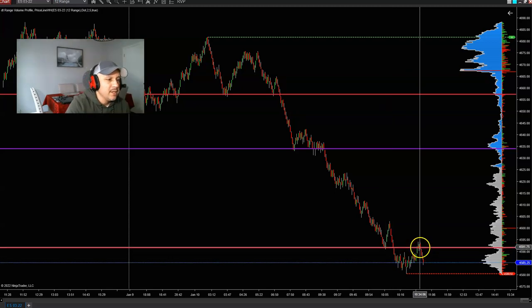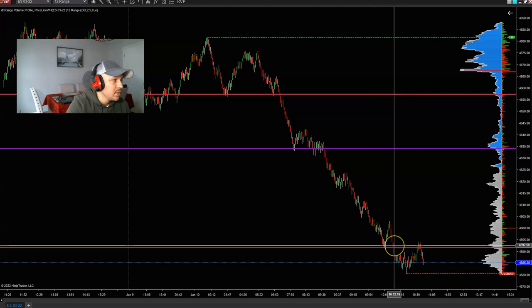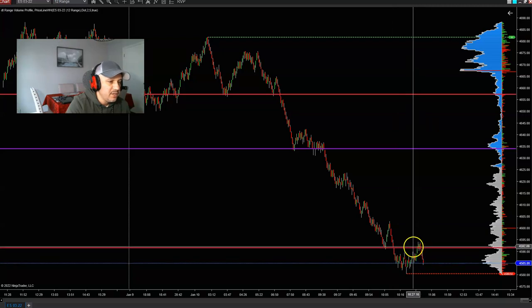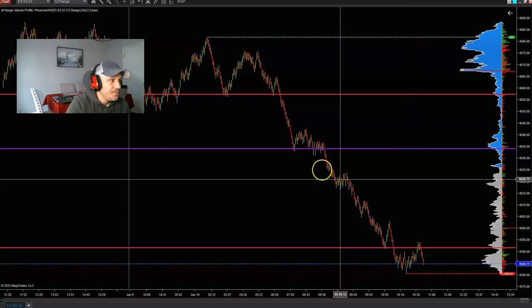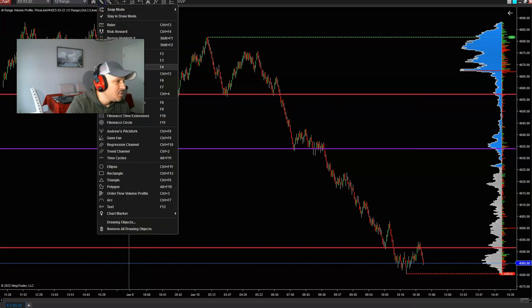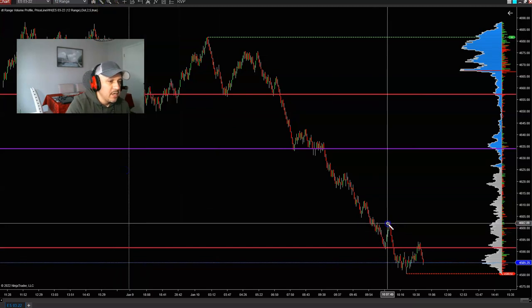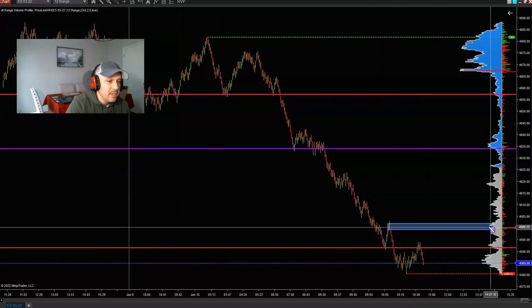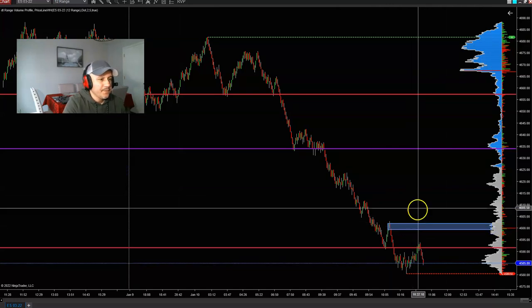On the pullback, this is resistance right here. We're looking for price to maybe have some area of rejection there, and then you can go short if you get the failure, the rejection here. I was looking for maybe price to pull back into this area right here, which gave us maybe a little better trade. This is supply right here.